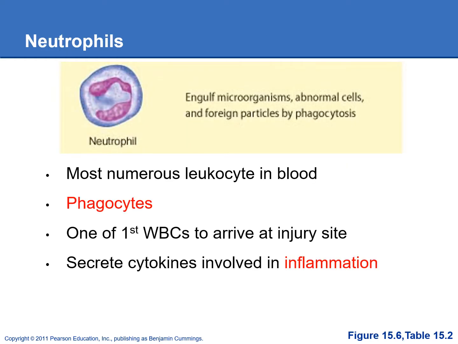Let's take a look at the white blood cells first. The neutrophils are the most common of the white blood cells in the blood, and their big job is they're phagocytes. So they will eat anything that doesn't belong: any bacteria they find, dirt, dead cell parts, anything like that. They're also one of the first white blood cells to arrive at the site of an injury, and they do secrete some cytokines, or chemical messengers, that are also involved in inflammation. They're called neutrophils because their granules are a neutral staining color, so they don't stain red and they don't really stain blue.